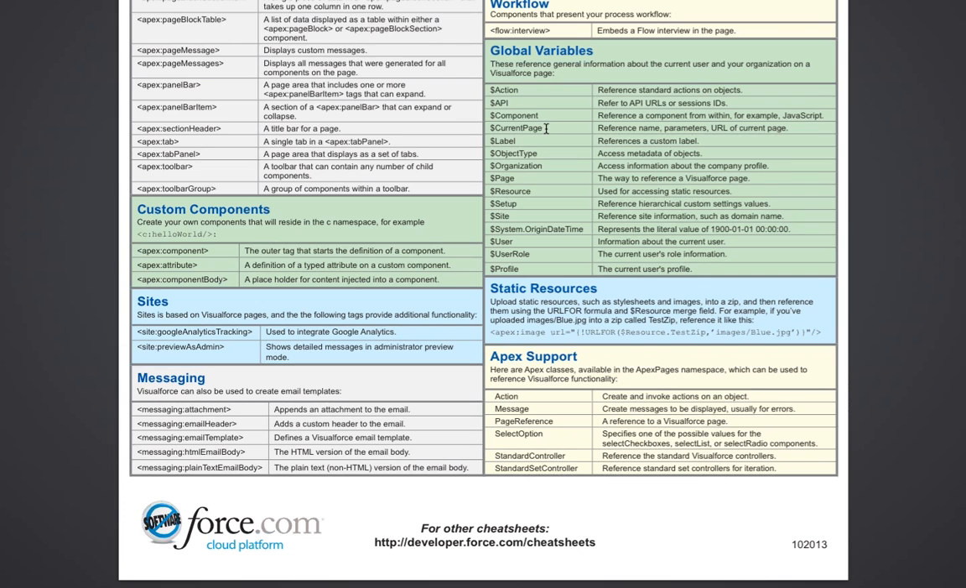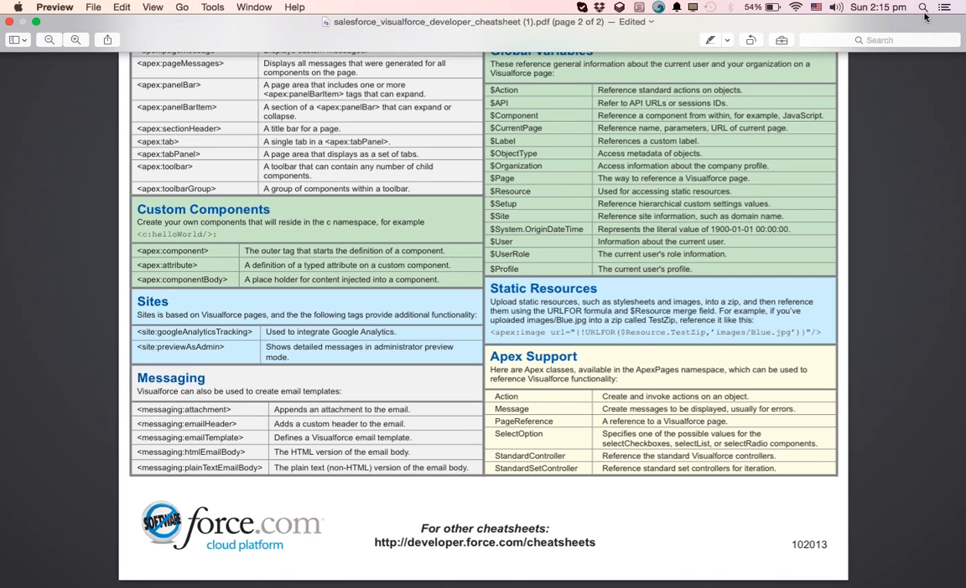I can use actions. I can use API. I can refer to any API. I can use the components. I can use the current page parameters. For example, if you want to know the current page URL and parameters, I can use $CurrentPage.name and parameters like this. I can even access labels with $Label. I can even access the metadata of objects with $ObjectType.